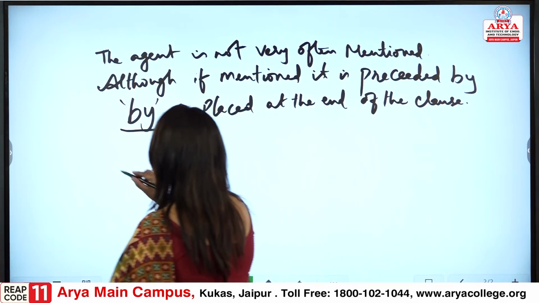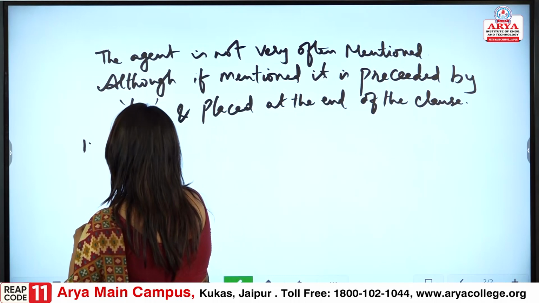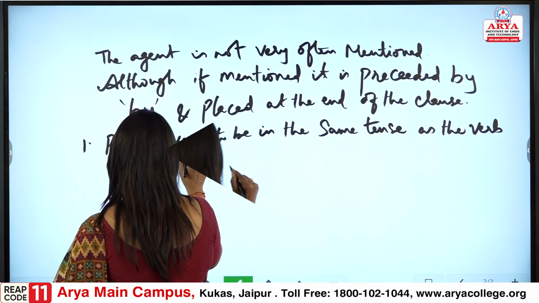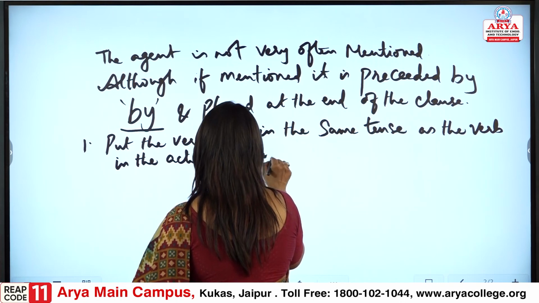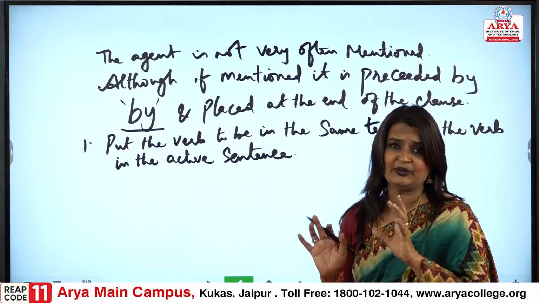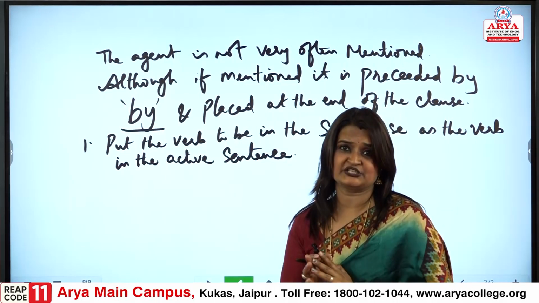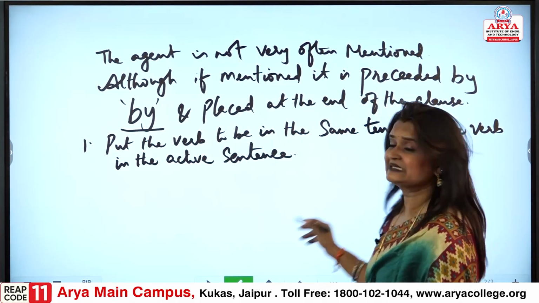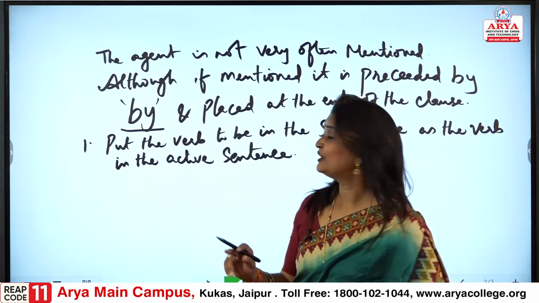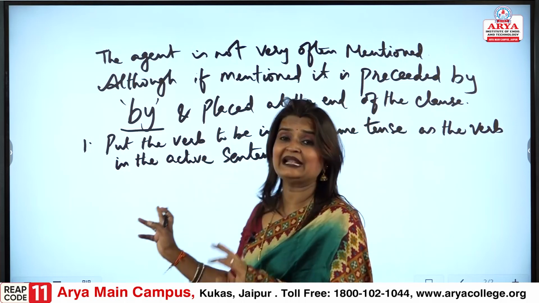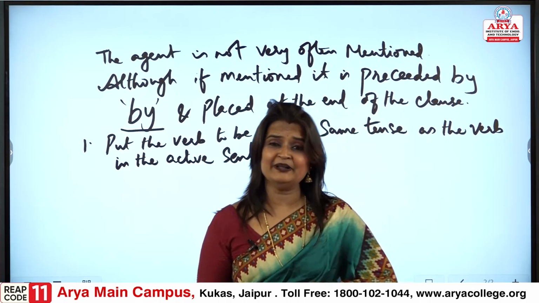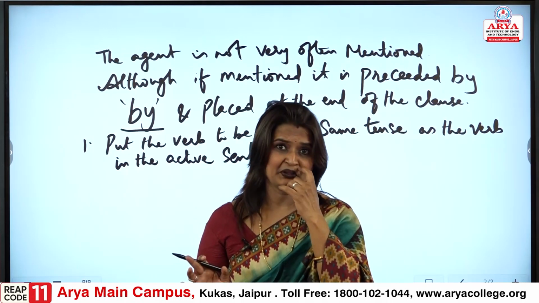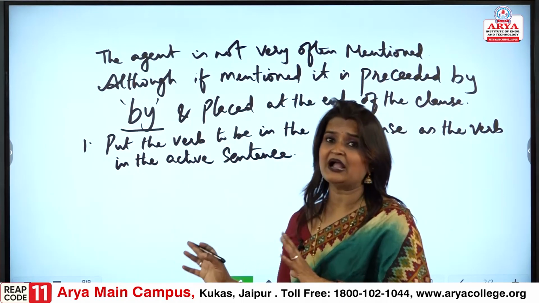The first point that we need to understand is: put the verb "to be" in the same tense as the verb in the active sentence, or active voice. Again, this is very important to remember: the tense won't change. The verb would remain in the same tense, like the example that we saw, Nathuram Godse killed Mahatma Gandhi.